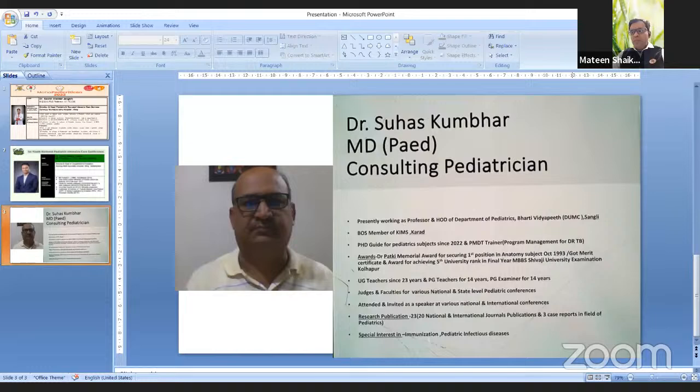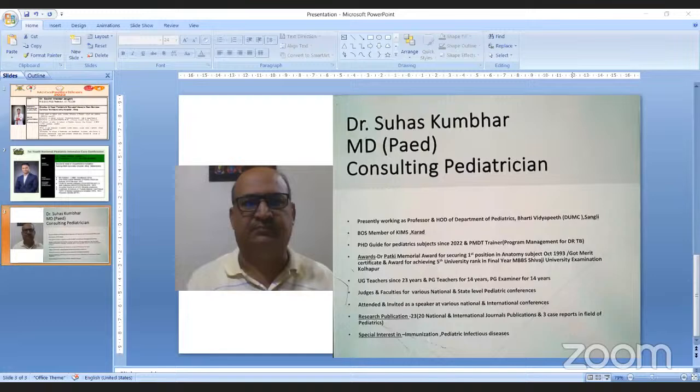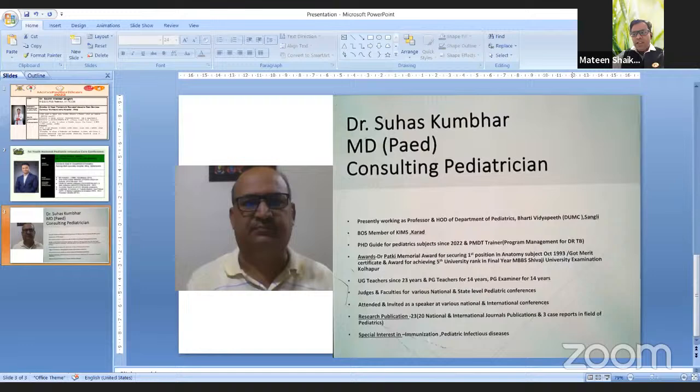Dr. Suhas Kumbhar, sir, is an MD pediatrician, consultant pediatrician, presently working as a professor and head of Department of Pediatrics, Bharati Vidyapeeth, Sangli, board of study member of KIMS Karad, PhD guide for pediatric subjects since 2022, and program management trainer for drug-resistant tuberculosis. He has the Dr. Patki Memorial Award for securing first position in anatomy in October 1993. He got a merit certificate and award achieving fifth rank in university in final year MBBS Shivaji University examination.